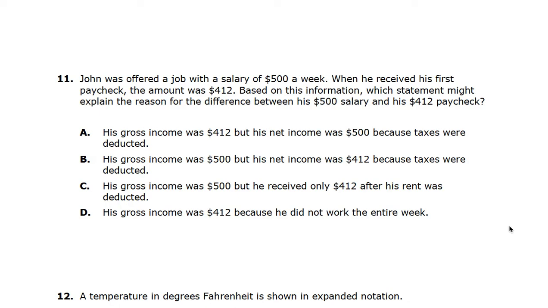B. His gross income was $500, but his net income was $412 because taxes were deducted. C. His gross income was $500, but he received only $412 after his rent was deducted. D. His gross income was $412 because he did not work the entire week.